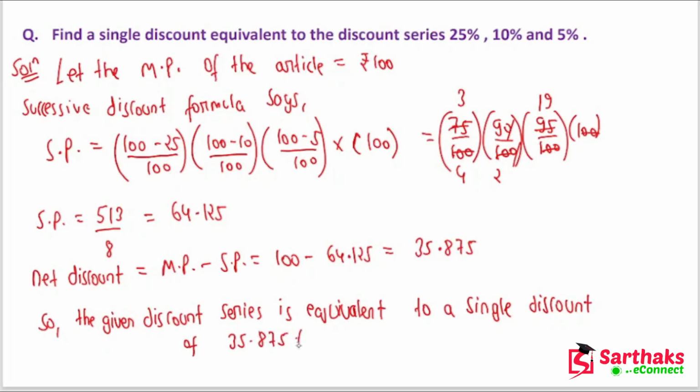35.875%. Because we have calculated everything on 100, it has become easier to calculate the discount percentage. Okay, so this was the question. You can clearly see how the successive discount formula can save you a lot of time, right? So let us move on to the next question.